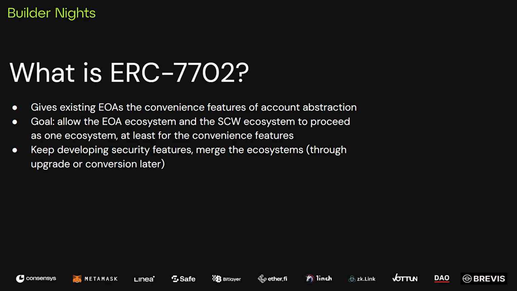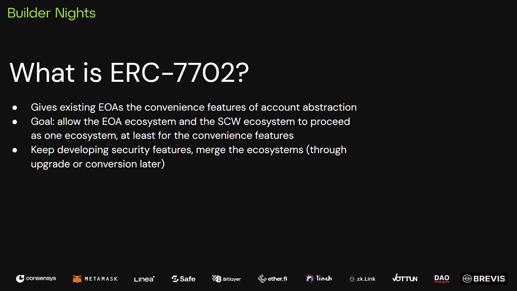I'm a co-author, and 7702 came about for a reason, so let's talk about what that reason is. What 7702 does is it gives existing EOAs the convenience features of account abstraction. Basically everything on the right side of the Venn diagram, 7702 levels up EOAs to fit into that same standard. A key goal of 7702 is to allow the EOA ecosystem and the smart contract wallet ecosystem to proceed as one ecosystem as they start employing all of these convenience features.